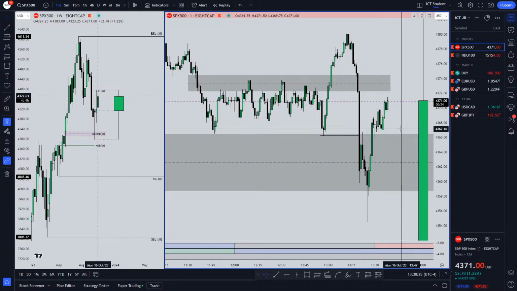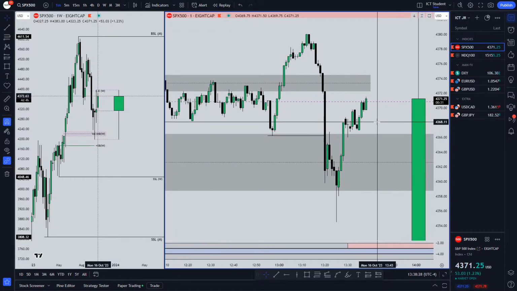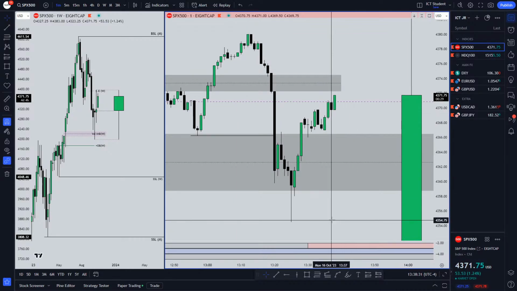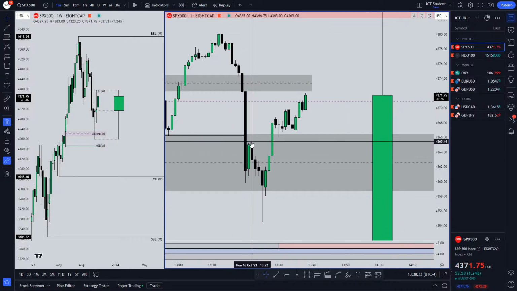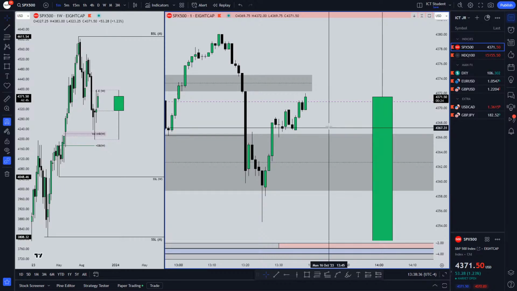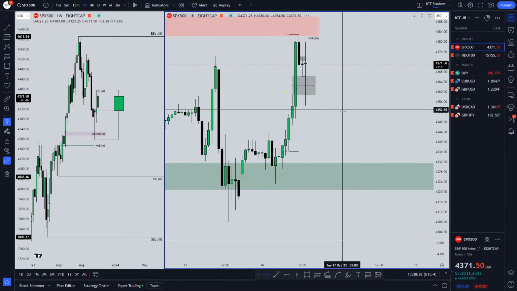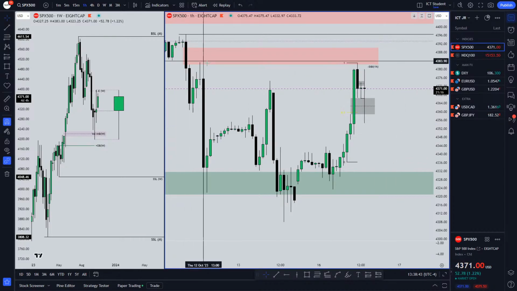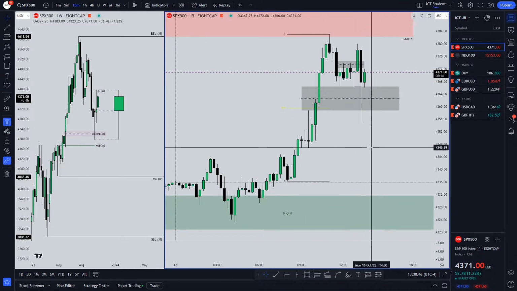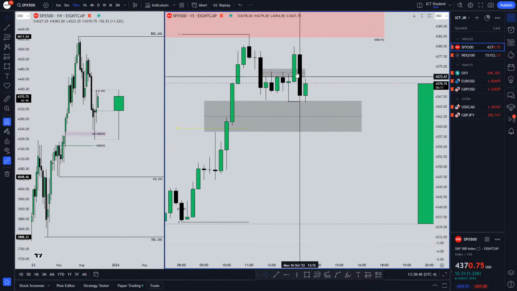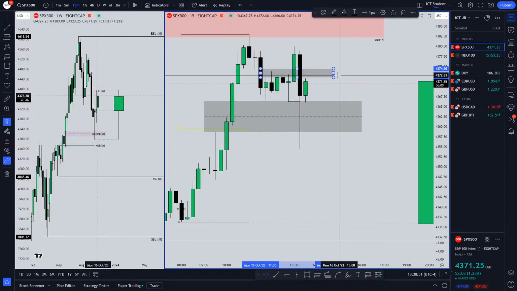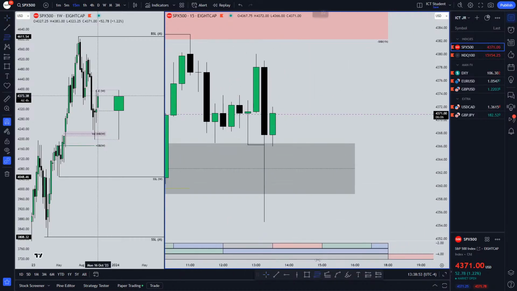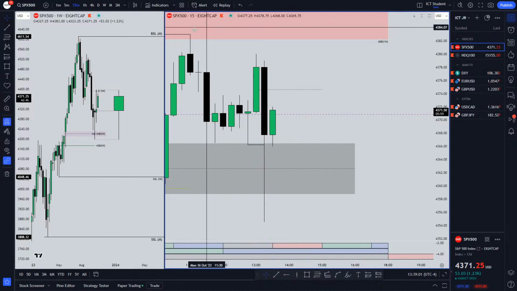Breaker 2 on the formation on the bottom. A unicorn down here. What do you think up here? I feel like we're just bound to take out this high. I want to see how we react to this though. I would want to have this fair value. There's just too much. See if we can just close above this mean threshold. If we can, bro, that's an indication we're going to reach for this buy side.